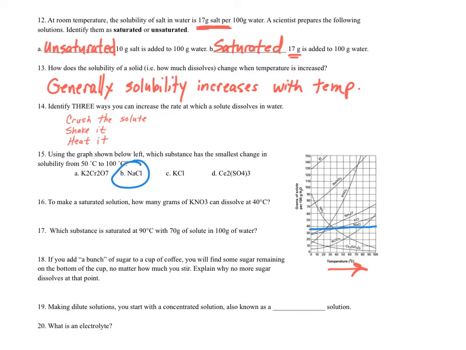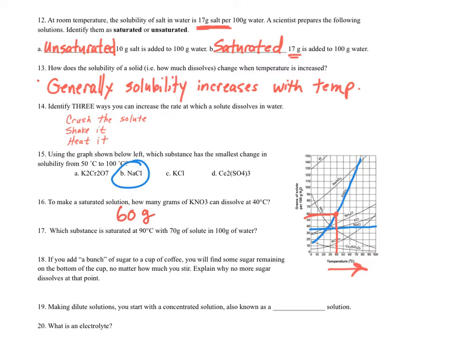To make a saturated solution, how many grams of KNO3 can be dissolved at 40 degrees? All right, KNO3, that is this line right here that slopes up. At 40 degrees, we'll go up to the line, and it looks to be right around 60 grams of KNO3 at 40 degrees. That would be in 100 grams of water.